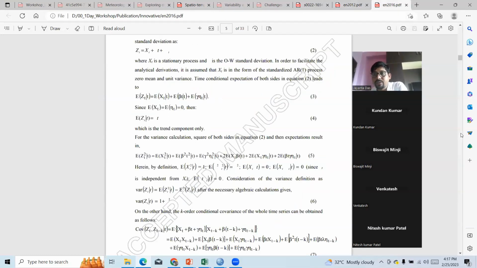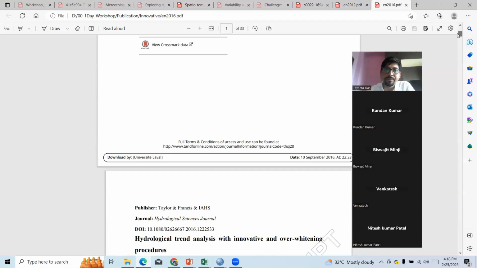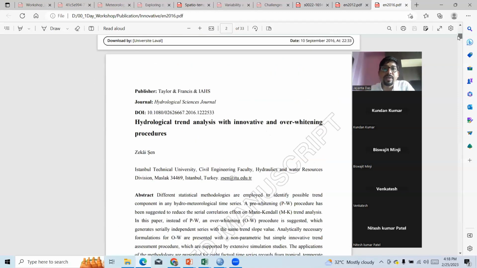But in 2016, he suggests one technique, because innovative trend analysis is just a replacement of the Mann-Kendall test. Okay, Mann-Kendall test is a trend direction test. It doesn't calculate any magnitude. But in 2016, he compared with the change slope. So if we see in this paper published in Hydrological Sciences Journal, I have also published one paper in the journal, Hydrological Trend Analysis with Innovative Trend and Overweighting Procedure.